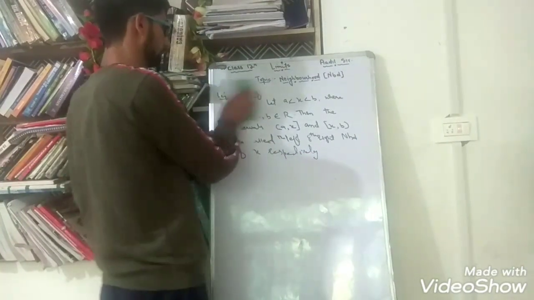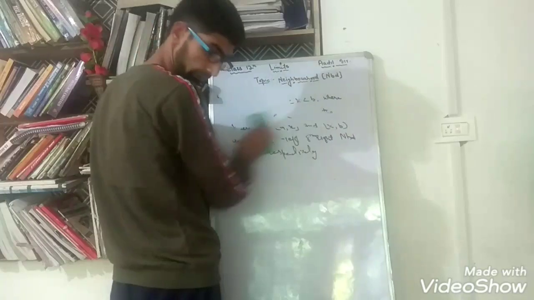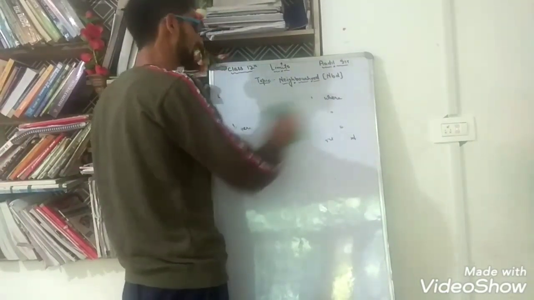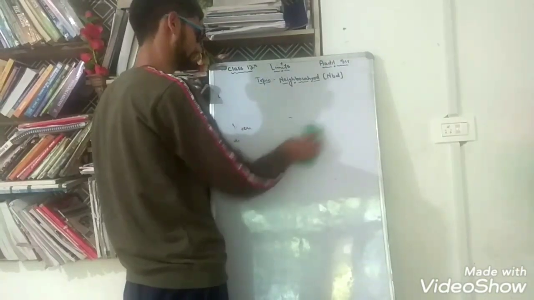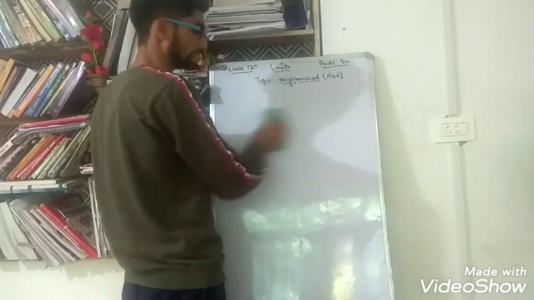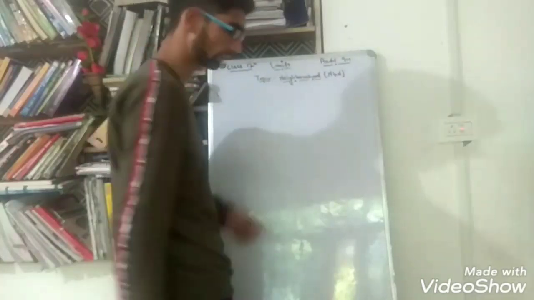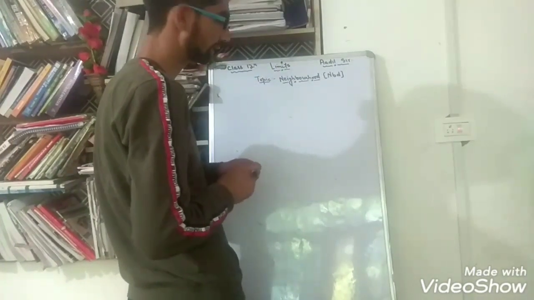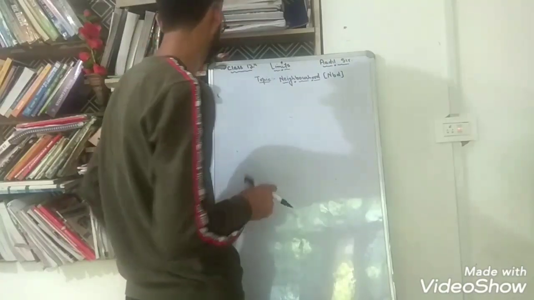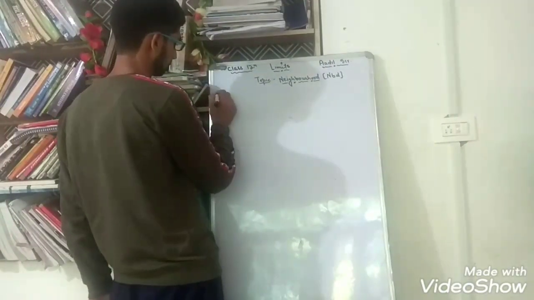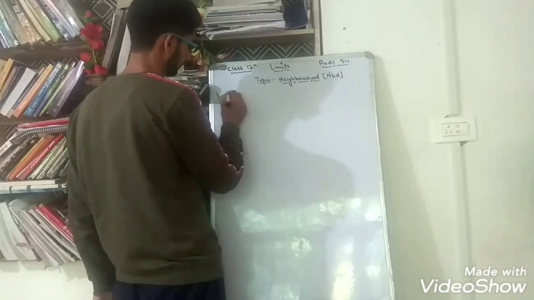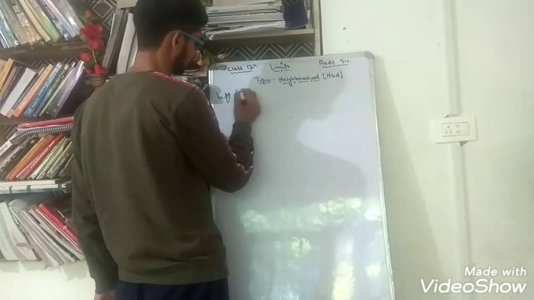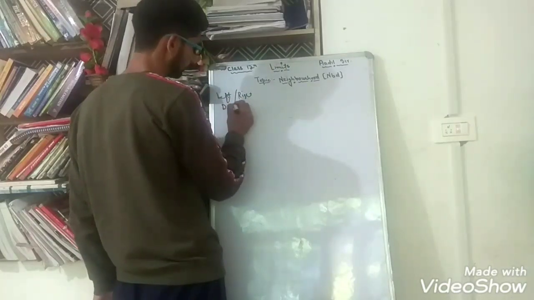Going further, we have now left deleted neighborhood and right deleted neighborhood. We know now what is left neighborhood and what is right neighborhood. Now we have to define what is left deleted neighborhood and what is right deleted neighborhood. So here, left or right deleted neighborhood.